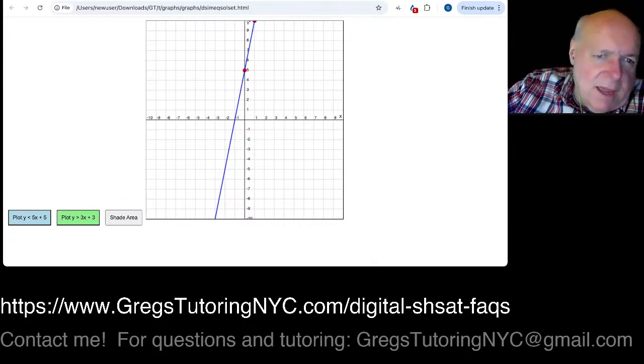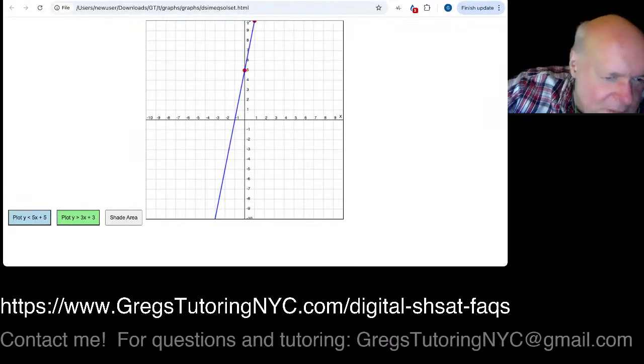Should the shading be on the left side of the blue line or the right side of the blue line, right? So y is less than that. So normally it would be on the right side, right? But they're asking you to do this for the simultaneous equation aspect of it. So what I'm going to do is click on the green button now, and then plot the second one.